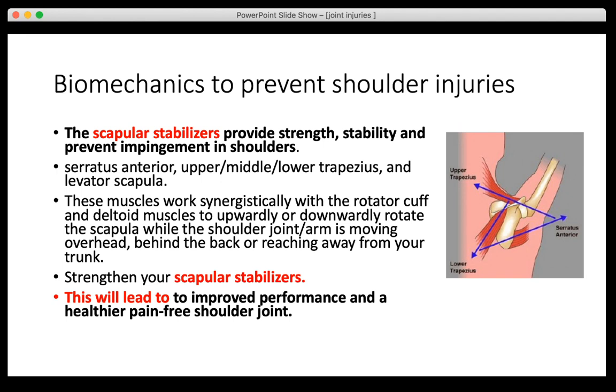This will also lead to improved performance. When you strengthen your scapular stabilizers, you will see a great increase in performance if you are in throwing games. You'll have a really strong throw, like in cricket or the javelin throw. If you have a good amount of strength in your scapular stabilizers, your throwing abilities will improve drastically. And secondly, it will help you to prevent injuries. So these are very important as far as the shoulder joint is concerned.